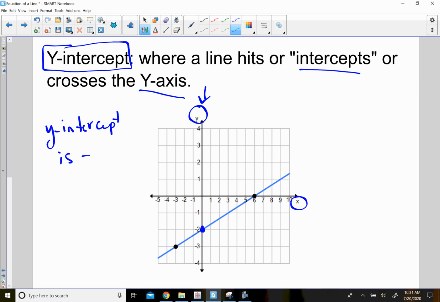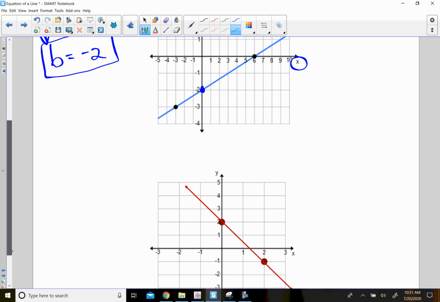is -2. Now in the world of writing equations of lines, we use the letter B to represent the y-intercept. And I don't actually know why that is right now, but I can look it up for us. But the y-intercept is the letter B, so the y-intercept for this one is -2. The y-intercept is pretty easy to find. So let's try it again.